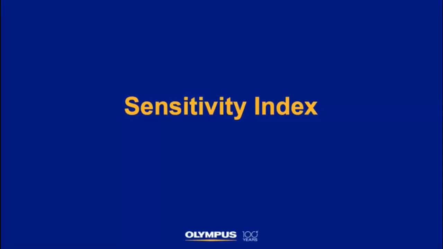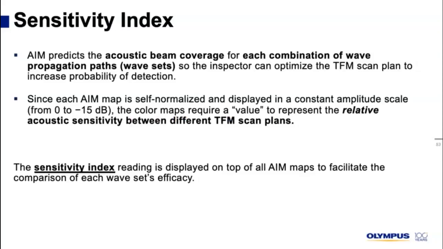And now the sensitivity index. We mentioned it a little bit earlier, so what is the sensitivity index? AIM predicts the acoustic beam coverage for each combination of wave propagation path or wave sets, so the inspector can optimize the TFM scan plan to increase the probability of detection.